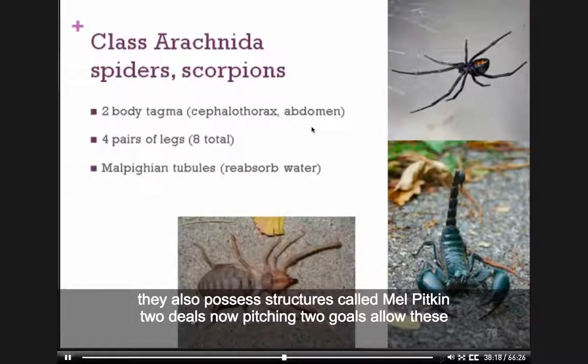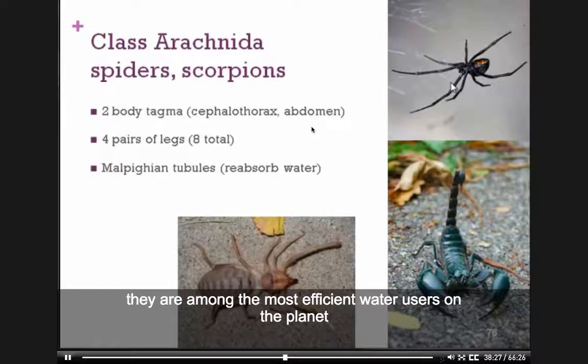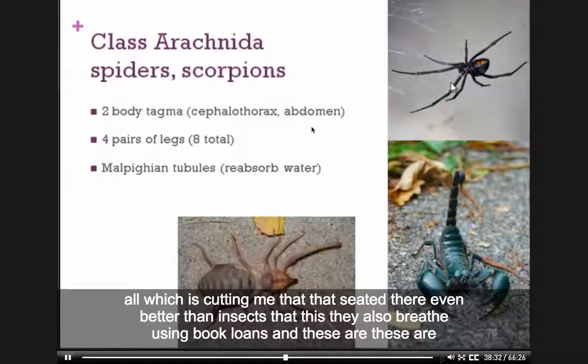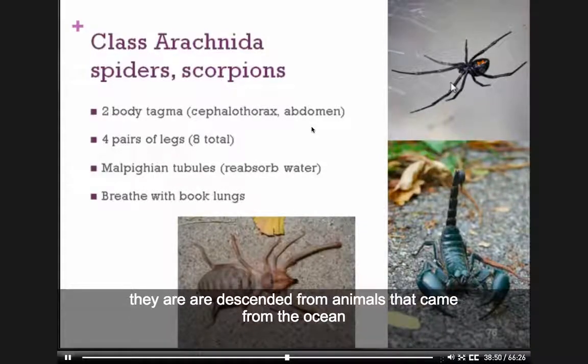They also possess structures called Malpighian tubules. Malpighian tubules allow these guys to be successful up on land where they reabsorb water. They are among the most efficient water users on the planet, which is kind of neat. They're even better than insects at this. They also breathe using book lungs. And these are structures that kind of resemble gills, but they operate more like the way your lungs do in breathing air. So they're air breathers too, right? But they are descendant from animals that came from the ocean.